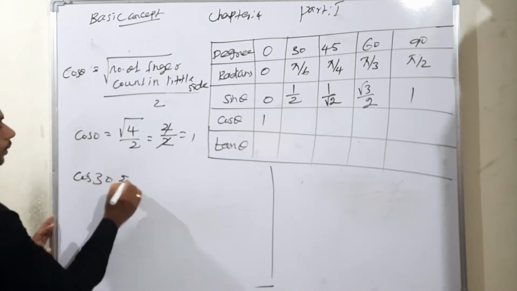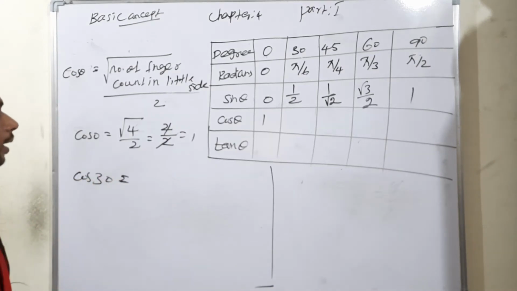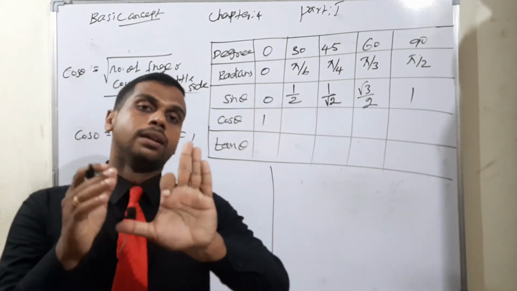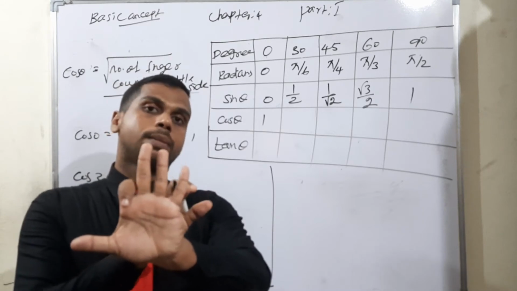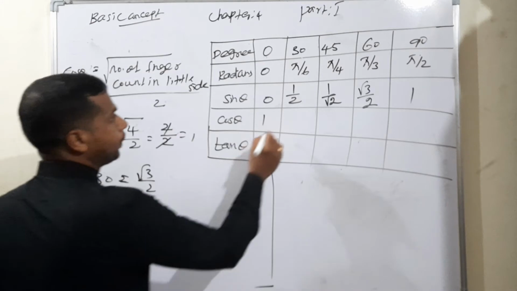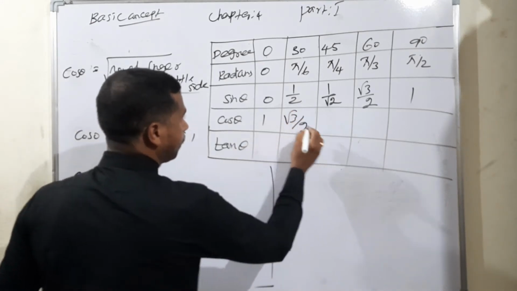So, cos 30 is equal to what is the value? Cos 30 means, definitely, we have to check it. We have to fold the indicator finger. On the little side, how many balances are there? 3 finger balances there. Therefore, square root of 3 by 2. We can write its value will be square root of 3 by 2.